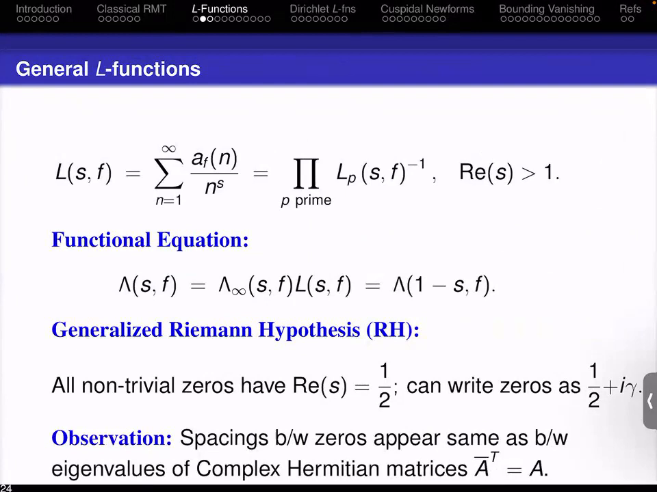It also satisfies a functional equation. We believe the Riemann hypothesis is true. We really haven't gotten too many proofs of that. So it might just be for just the zeta function. But we do expect that with this normalization, all the non-trivial zeros will still have real part 1/2. And the spacings between its zeros also appear to look the same as complex Hermitian matrices.